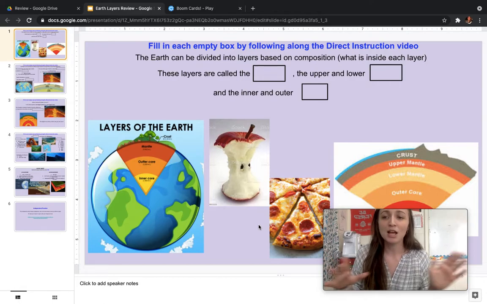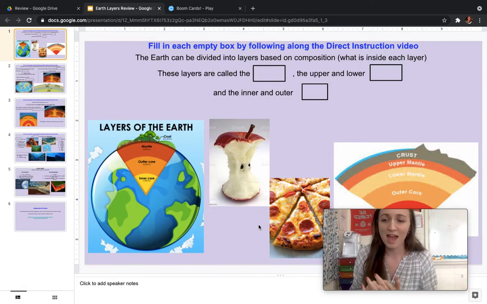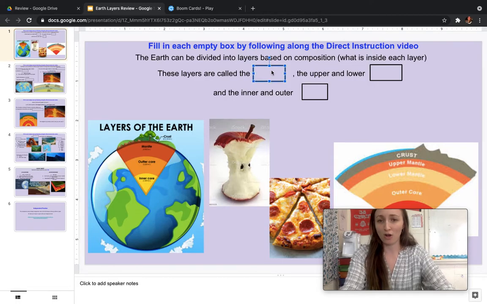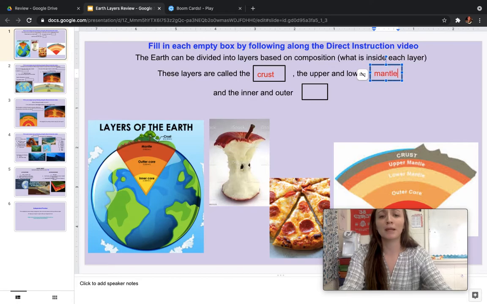Let's actually do it. So today we're going to review the layers of the earth and what the heck is happening inside this big floating rock that we live on. So the earth, as we know, can be divided into layers based on what's inside each layer. These layers are called the crust, the upper and lower mantle, and then the inner and outer core.